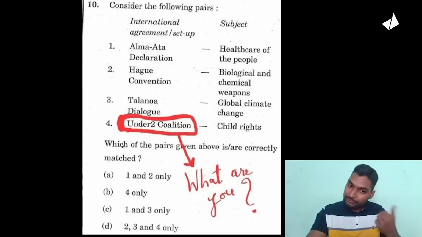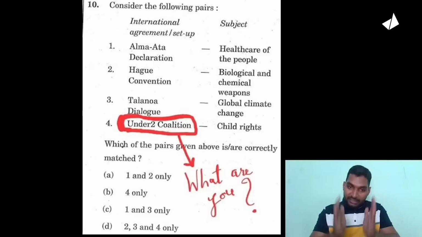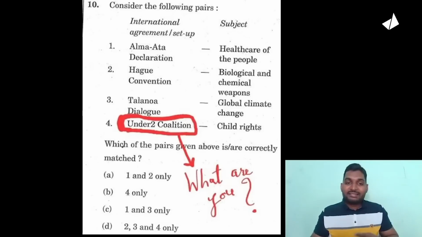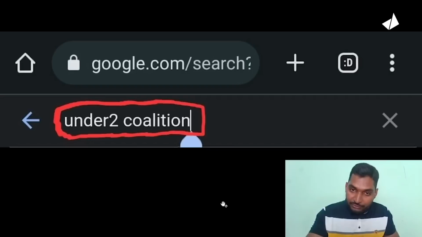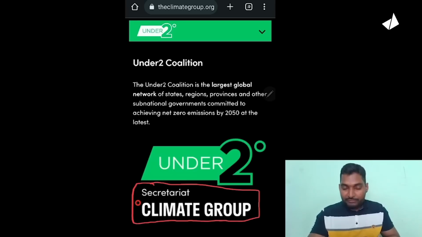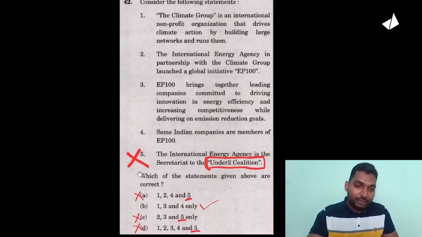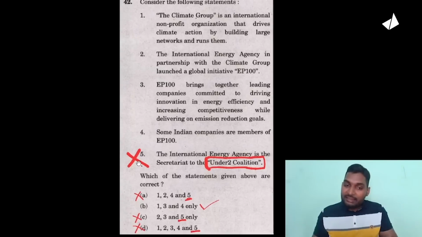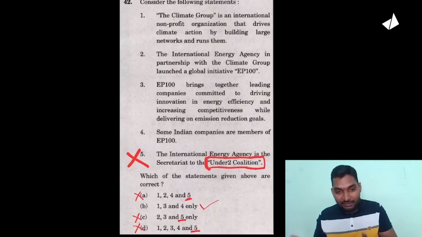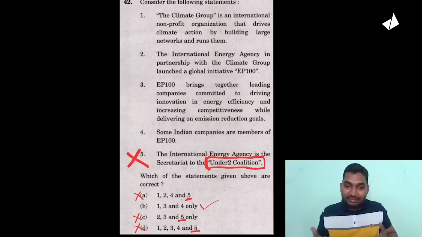So what did we do here? We saw this question from 2020 prelims exam. We did level 1 analysis on Under2 Coalition. We probed for it on the browser. We got this result. We opened it and we could directly derive the correct answer for this question. Now, the beauty of this question is that if you are able to eliminate statement 5, you directly get the correct answer, because there is only one option, option B, which doesn't have statement 5. So almost a direct hint given to us by UPSC.